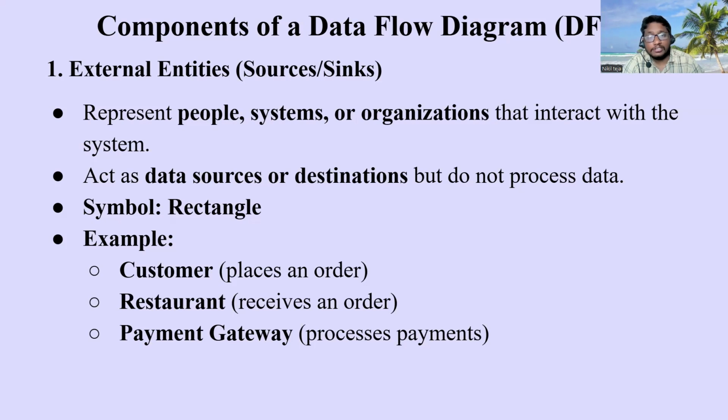They access data sources or destinations, but do not process data. We will be interacting with the data. We will be interacting with the software. They will be represented by a rectangle. Customers, payment gateways, delivery partners, restaurants, these all will be represented with the rectangle. Why? Because we are interacting with the main software, that is food ordering software.